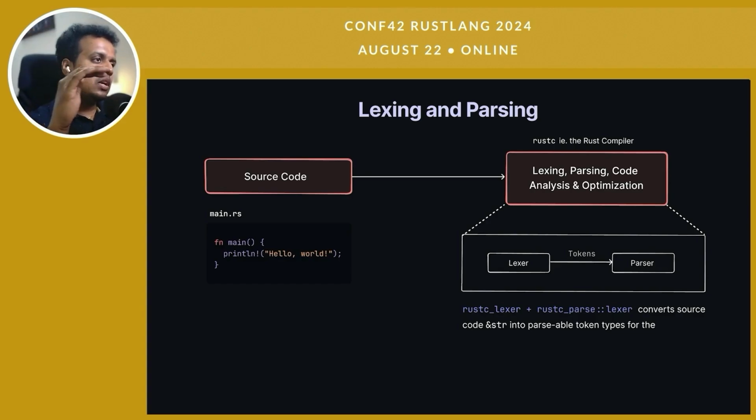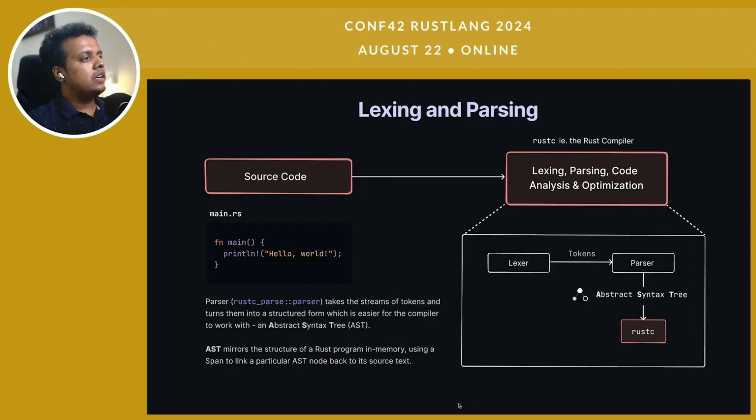But the token produced by the rustc lexer that we see here is not directly parsable by the parser. It does not have enough information in it. So the rustc parse lexer, another lexer over here, converts the actual strings into parsable token types.